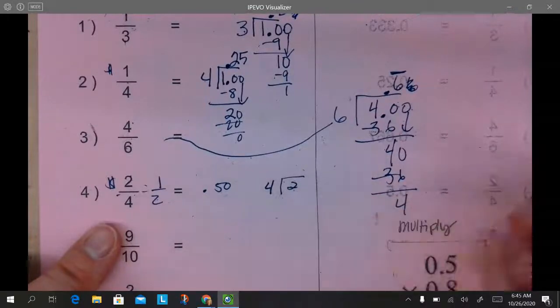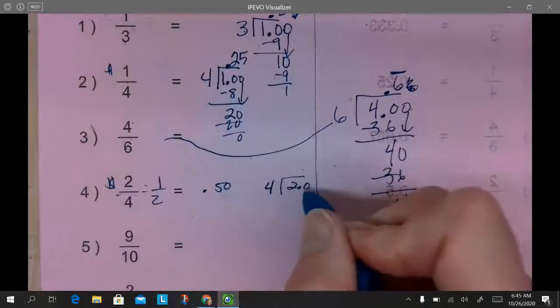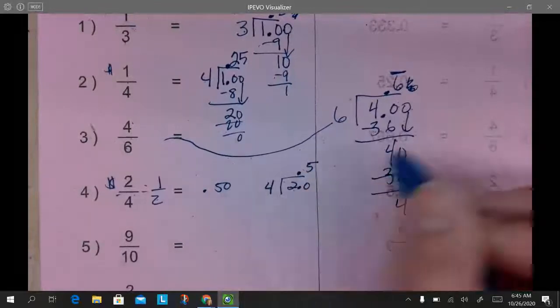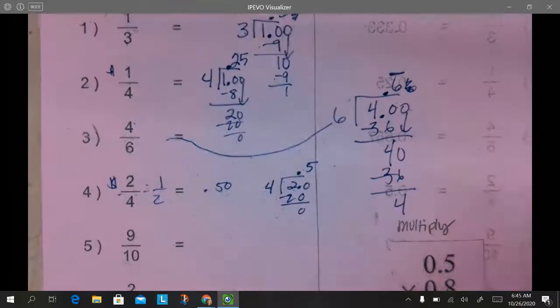How many times does 4 go into 2? That's going to drive you crazy, but that's okay. Just add a 0. How many times does 4 go into 20 now? 5. 5 times 4 is 20, and you're done. Okay? Look at the next one.